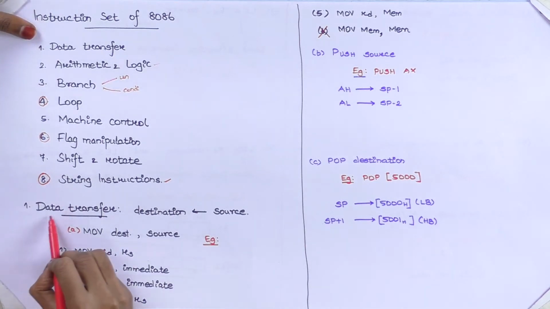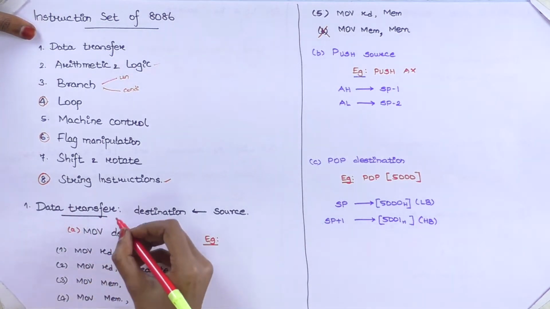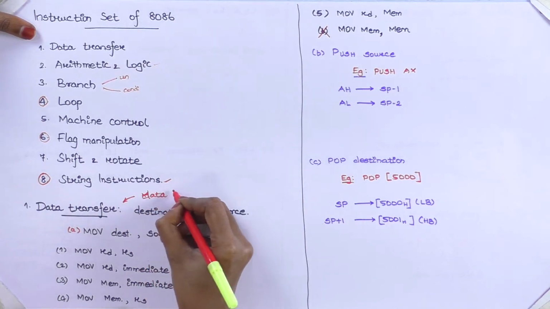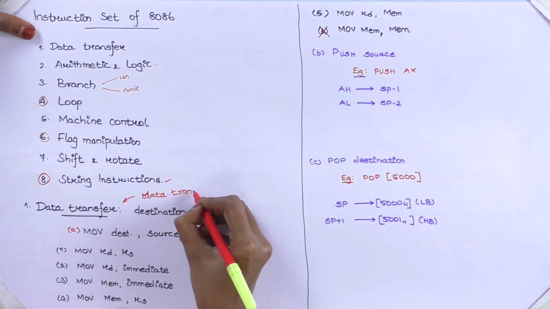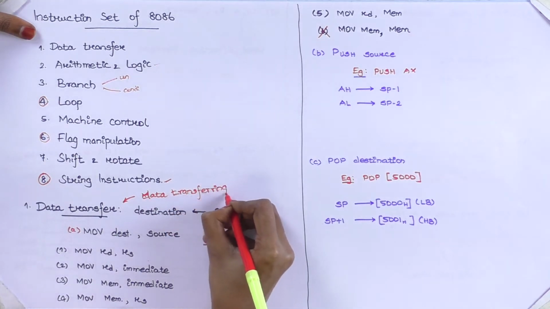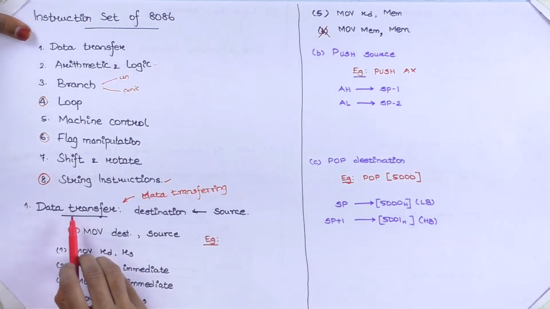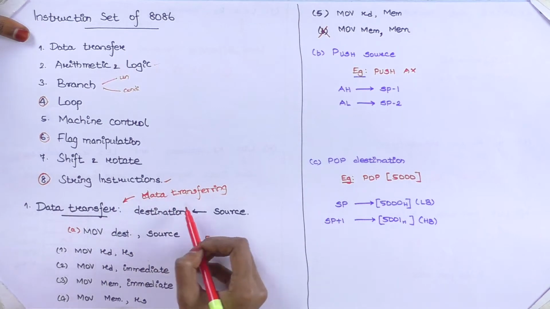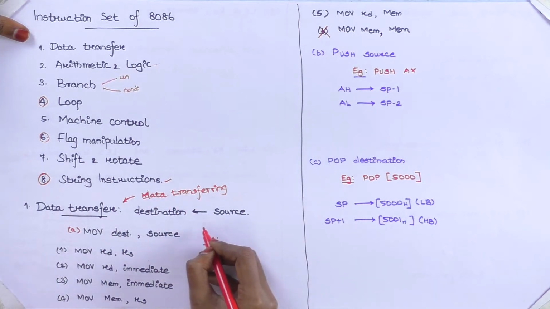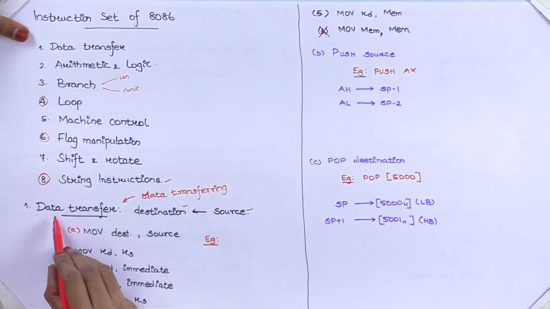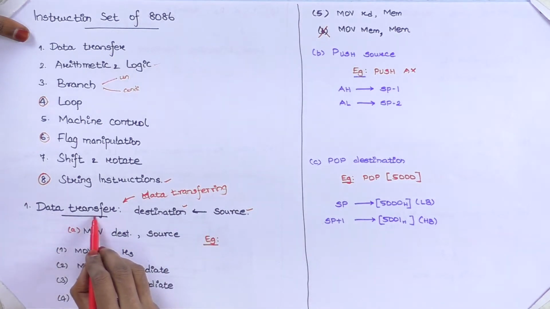So first we will see data transfer instruction. This data transfer instruction we will use for data transferring. From the name itself, you would know that these kind of instructions are used for data transfer. If you want to move data from one location to another location, you are supposed to use data transfer instructions. Fine.